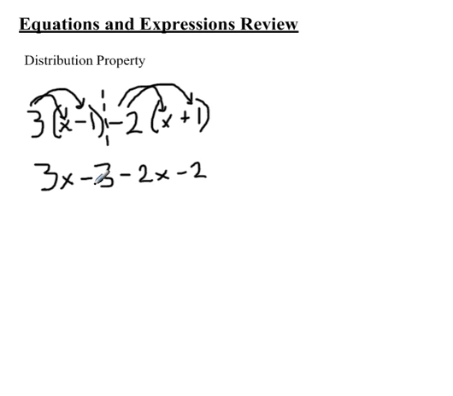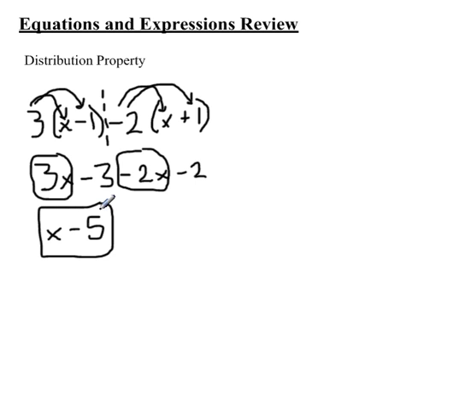Now you're not at your final answer. Since you have like terms, you need to put those together. So I always start at x's. So you have 3x minus 2x. Just skip negative 3 and negative 2 for right now, and that gives you just x. Negative 3 minus 2 gives you negative 5. So that is the simplified version of that problem.